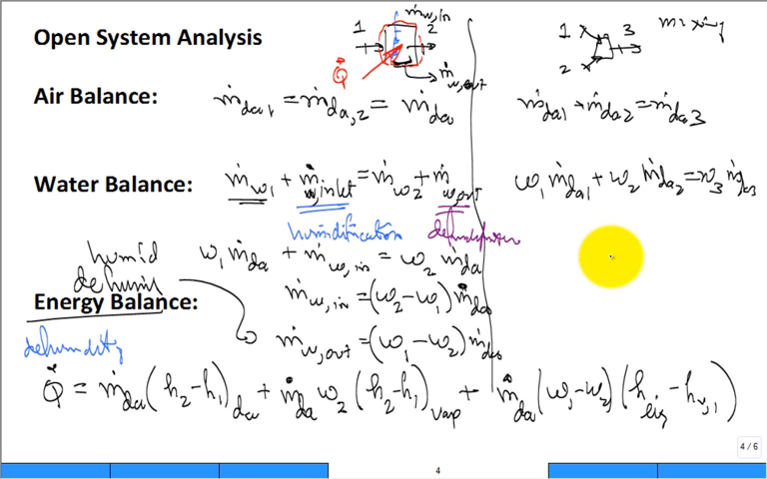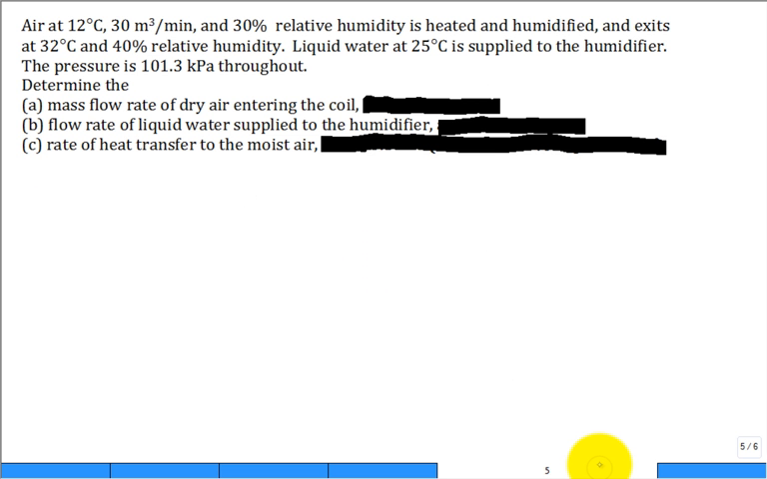Okay? Let's solve a problem. Air at 12 degrees C, volumetric flow rate given, relative humidity is given. It's being heated and humidified. And it exits at, can you see that it exits at a higher temperature? And it exits even at a higher relative humidity, but if you're humidifying, it's the humidity ratio that really goes up. All right. Liquid water at 25 C is supplied to the humidifier. The pressure is 101.3 kilopascal throughout.